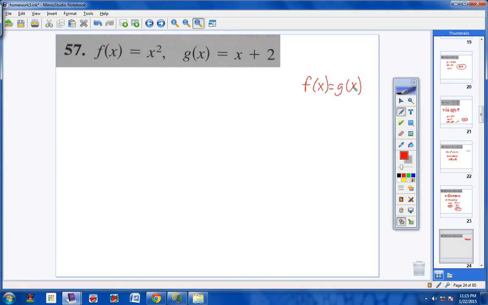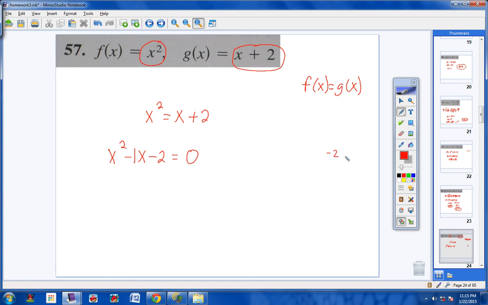Well, students, if I want f of x to equal g of x, just take this part of f of x, this part of g of x, and set them equal. So x squared equals x plus 2. Now solve this. We notice right away we have a quadratic equation, so you want to move everything over to one side. Now factor. What two numbers multiplied together give you negative 2, and added together give you a negative 1?